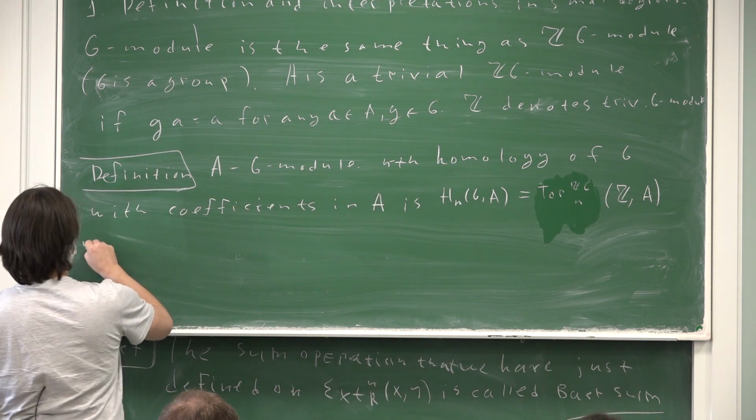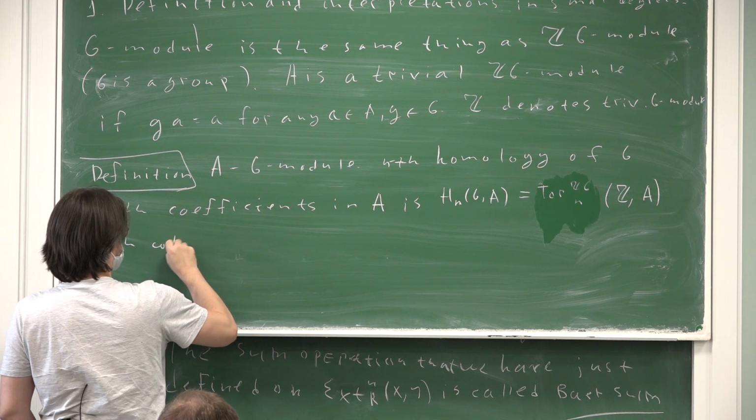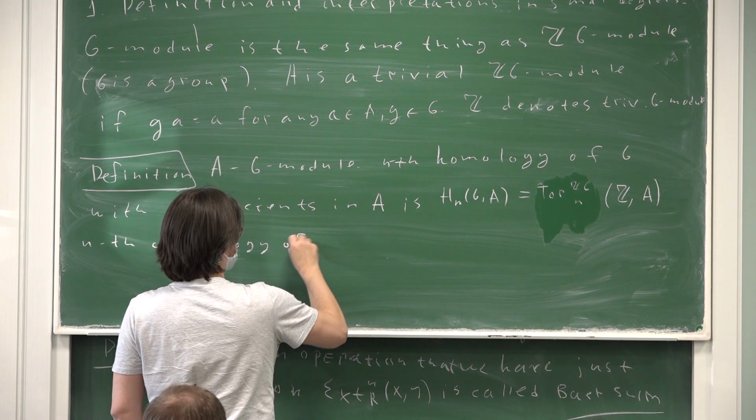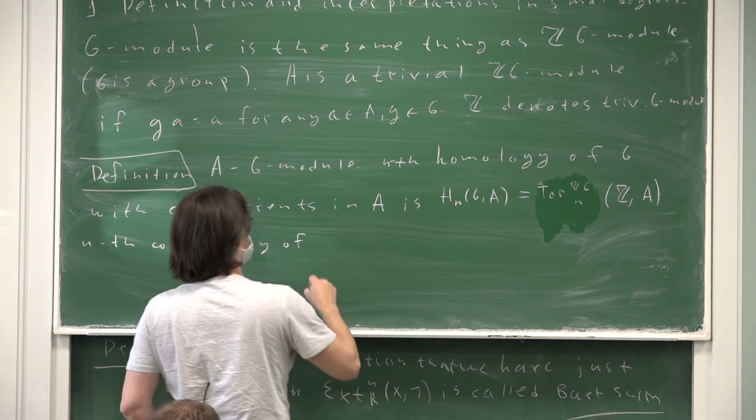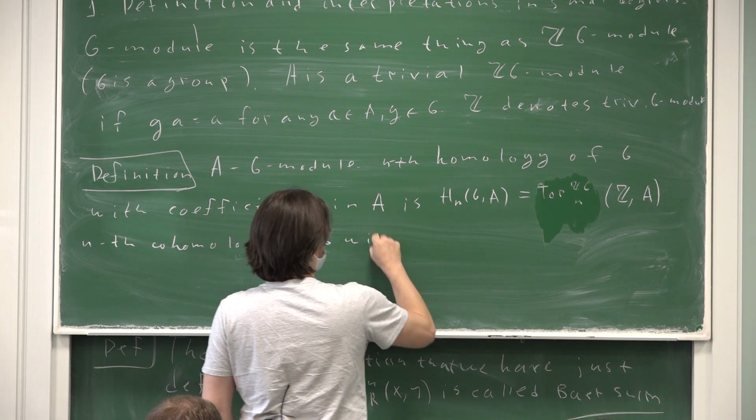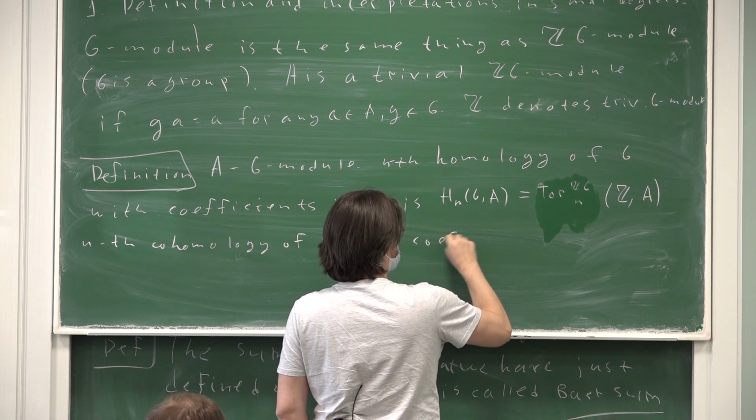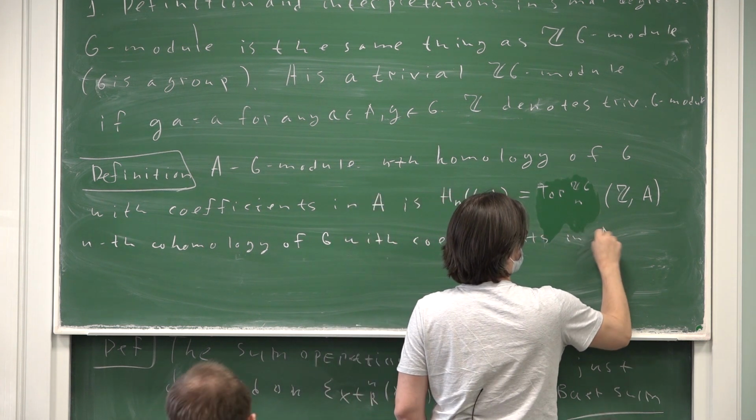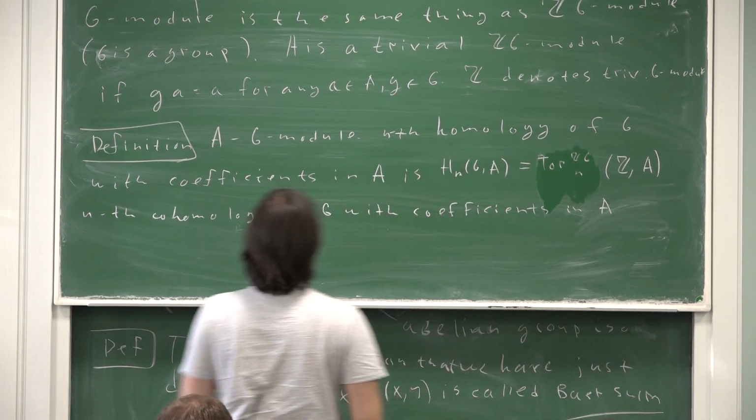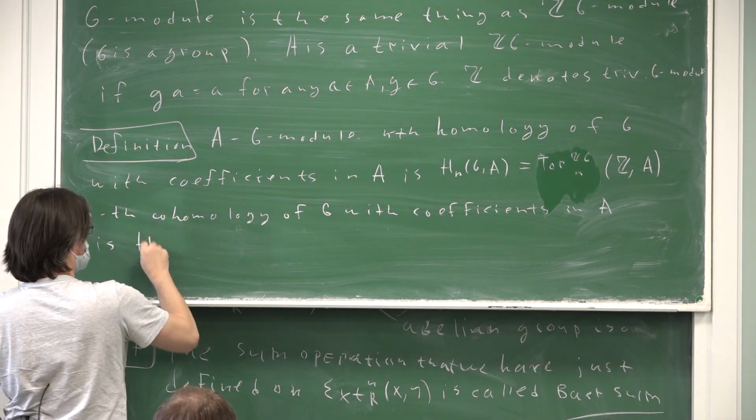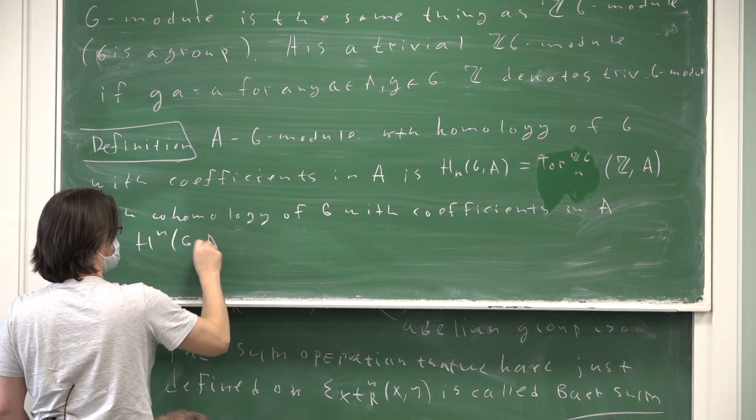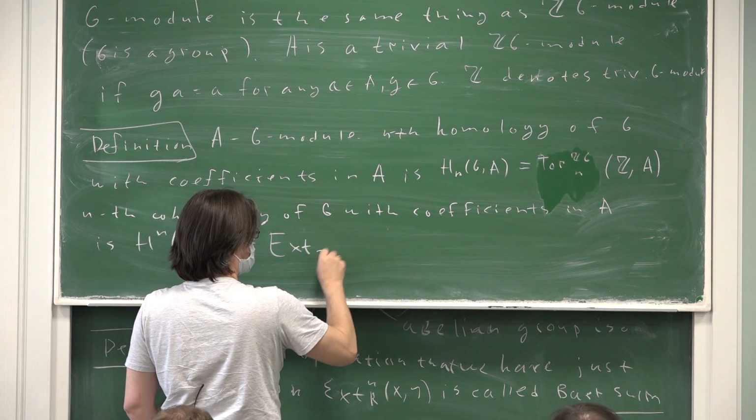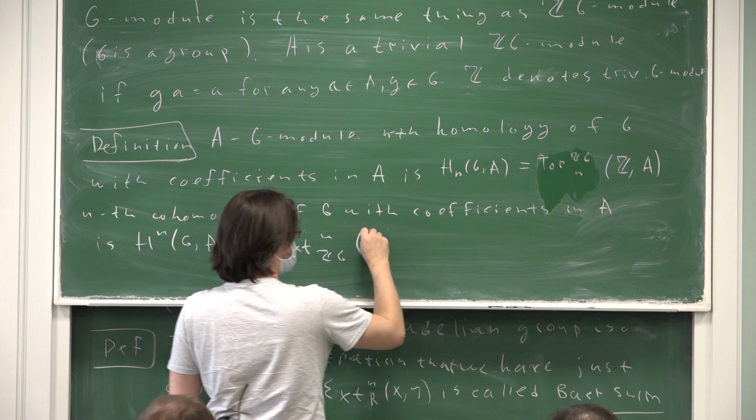And the nth cohomology of G with coefficients in A is Hn(G, A), which is defined as Ext over ZG from Z to A.